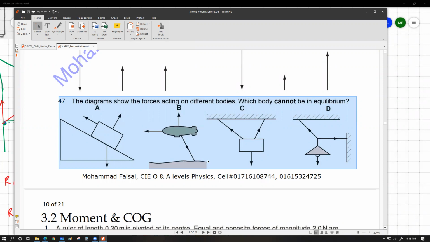I'll give you a small hint. Try to draw up all the forces so as to find their possible common cross point. For only one option choice, you'll see that one single cross point is not available. And that is the case where equilibrium is not possible.